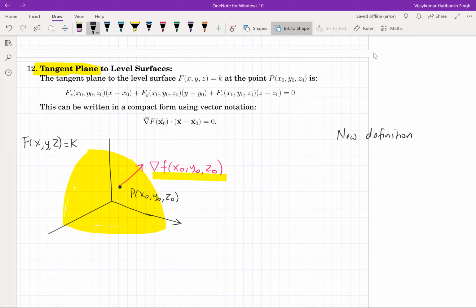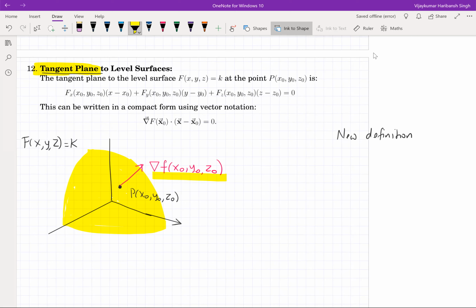So this is a new definition of tangent plane to a level surface. So what is the tangent plane to the level surface? So this is a level surface. You're looking at the tangent plane. The tangent plane is a plane which passes through x naught, y naught, and z naught, and has normal as grad f evaluated at that point.